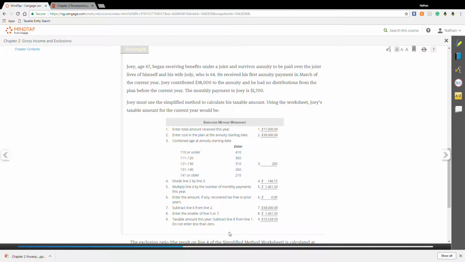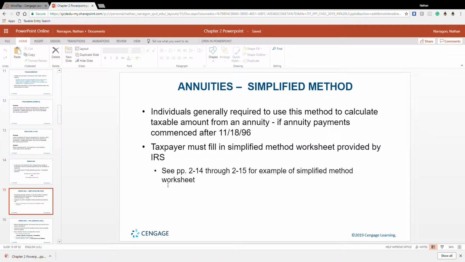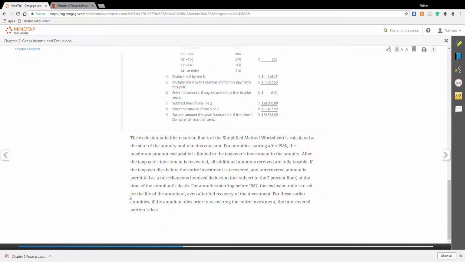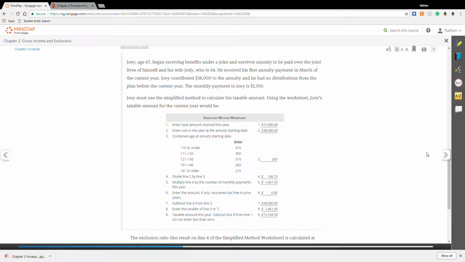Yay! And it does warn you, do not enter anything less than 0. If it ever goes negative on the tax return, it goes to 0. Okay? So, fun stuff there. Well, that's the simplified form. So whenever we see those, step by step helps us out. Let's see, 214 through 215. See if they give another example. Nope, that's it. Cool, rock on.